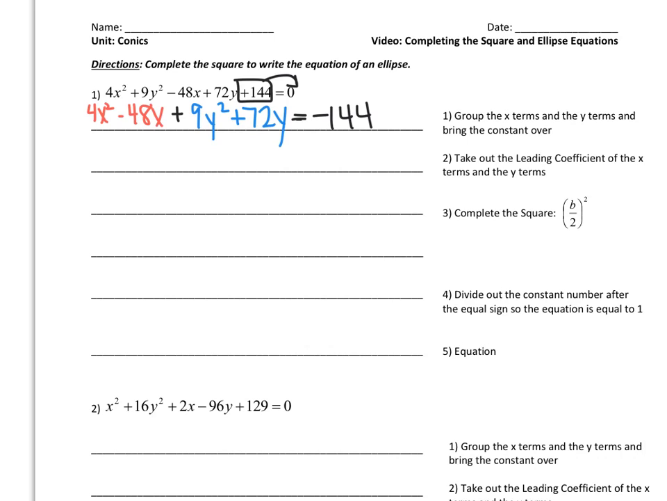Okay, now the second thing we're going to do is take out the leading coefficient of the x terms and the y terms. So we're going to divide out the 4 for the x squared term. And then for the y terms, we're going to divide out that 9.